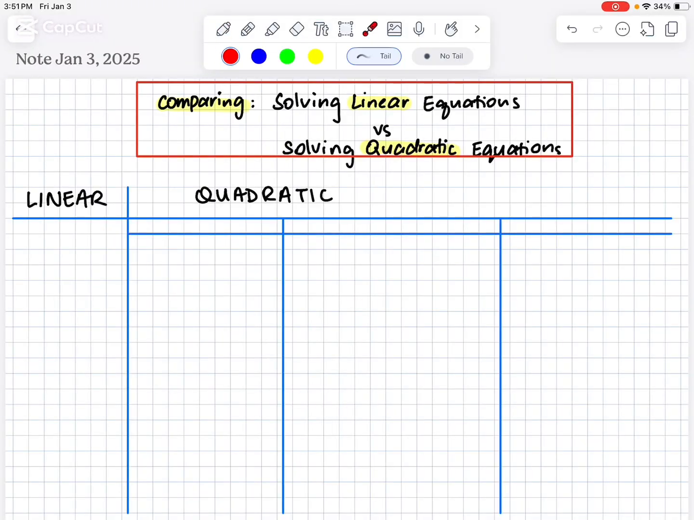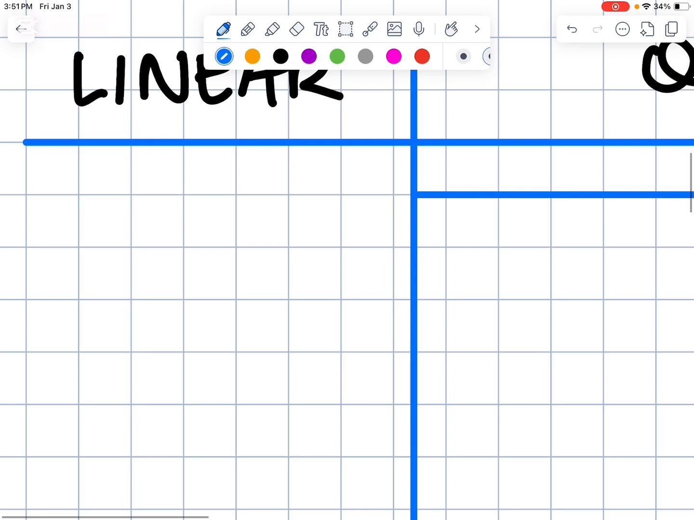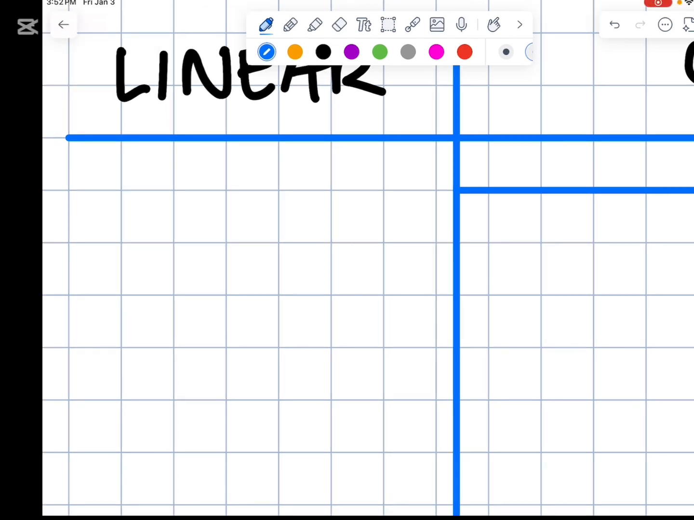In this video, we are going to compare solving linear equations and quadratic equations. They are both common types of questions with different methods because of what kind of question you're starting off with. So let me start off with linear so you know what I'm referring to. If I have a linear question, I might have an example like this.